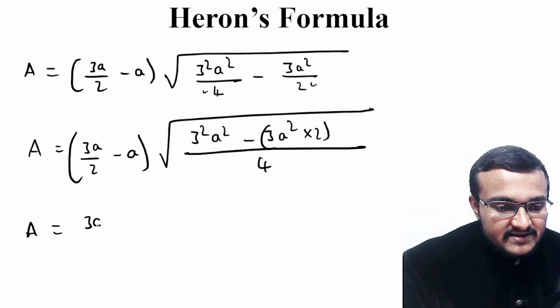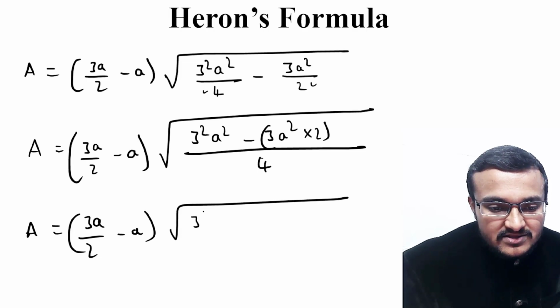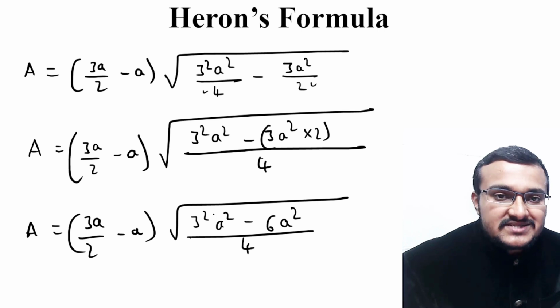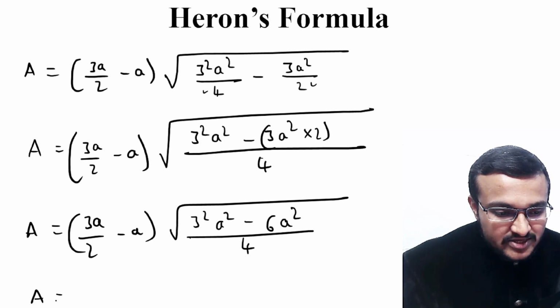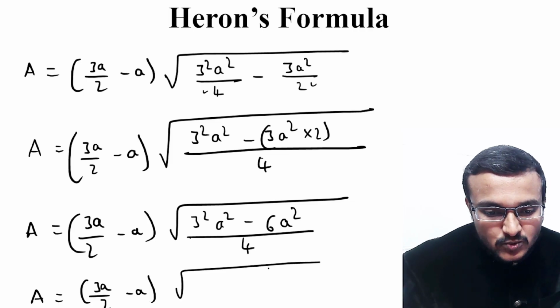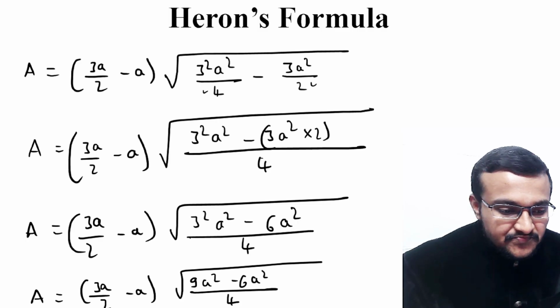So now we are getting here 3a by 2 minus a into square root of 3 square a square minus 3 twos are 6, so 6a square divided by 4. 3 square is nothing but 9. So 9a square minus 6a square. So a is equal to 3a by 2 minus a square root of 9a square minus 6a square divided by 4.